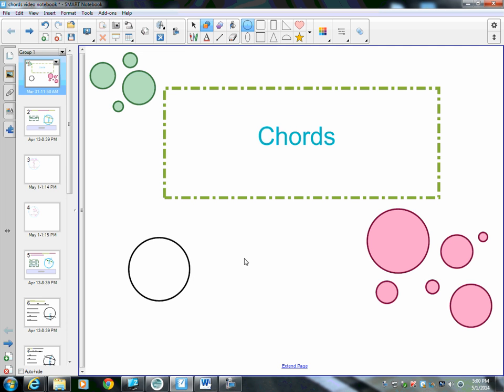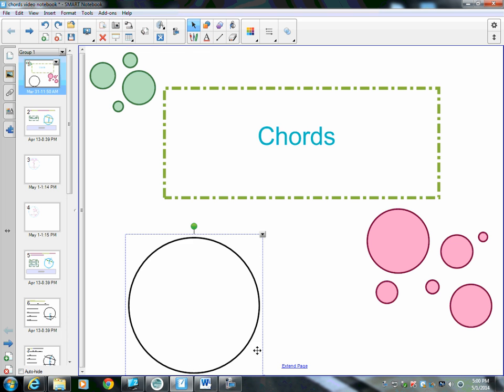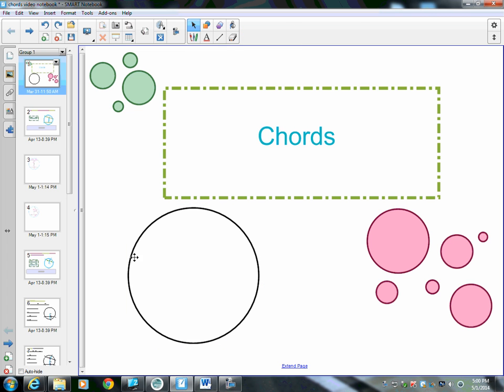Okay, so here's a circle. What is a chord? I'll make this a little bit bigger. Okay, so this is a circle. What is a chord? A chord is a line or a line segment that goes from one side of the circle to the other side of the circle, where the endpoints of the chord are on the circle. It has to be on the circle.